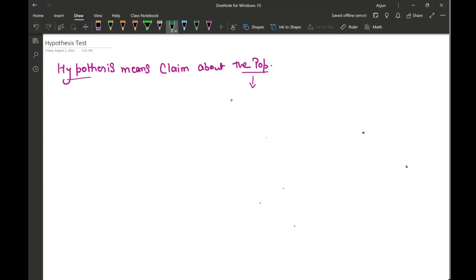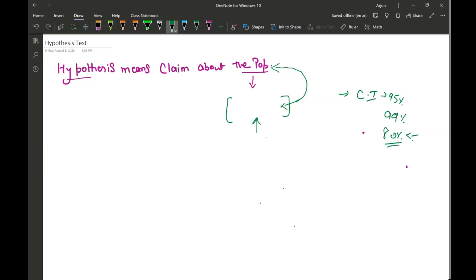Now, to make a claim about the population, the first thing we need to do is to collect some sort of sample and then apply some sort of statistical tool on that. By applying the statistical tools, we will then try to make a claim about the population, whether that claim is right or wrong. And same as what we did in chapter number 9, there will be a confidence interval around it. So a confidence interval of 95%, 99%, or maybe 80%, depending upon what the question is saying.